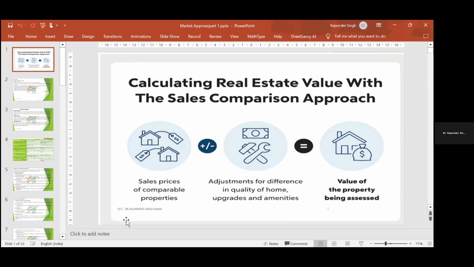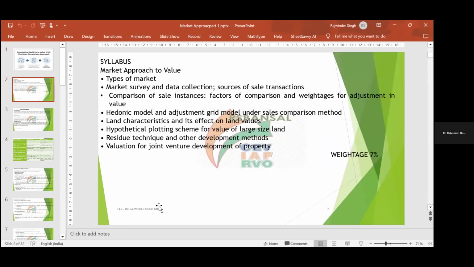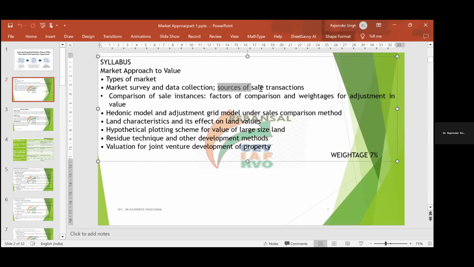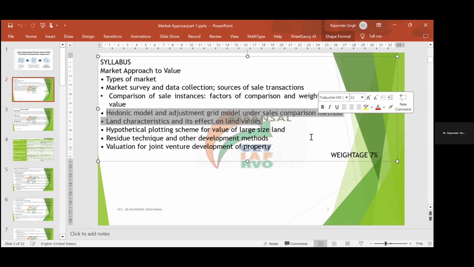So as far as the syllabus of IBBA is concerned, in market approach you have to study types of the market, then market survey and data collection. What are the sources of sale transaction, comparison of sale instances, factors of comparison and weightages for adjustment in value. Then you have to study hedonic model and adjustment grid model under sales comparison method. Then land characteristics and their effect on land value.